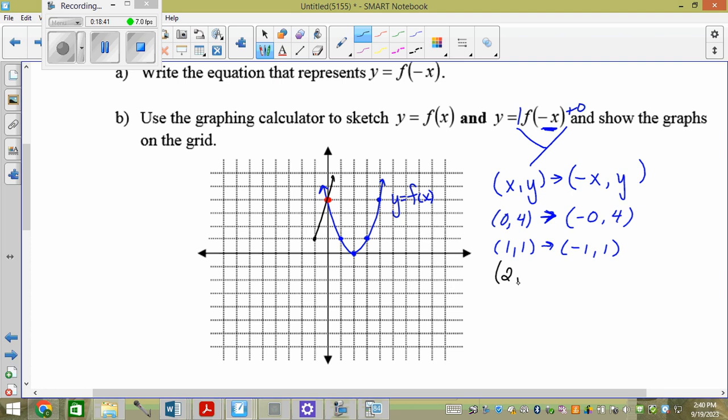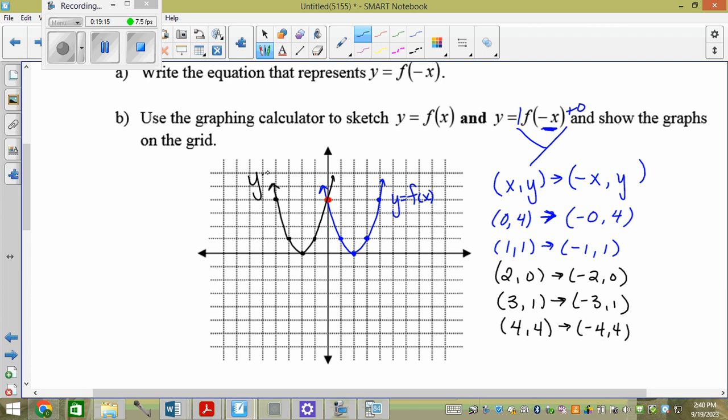And then I have (2, 0). It's going to become (-2, 0). And then I have (3, 1), which is going to become (-3, 1). And then I have (4, 4), which is going to become (-4, 4). This is y equals f of negative x.